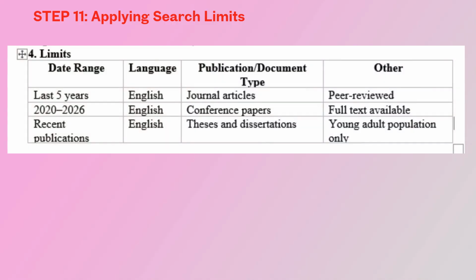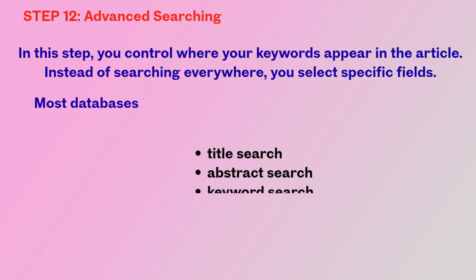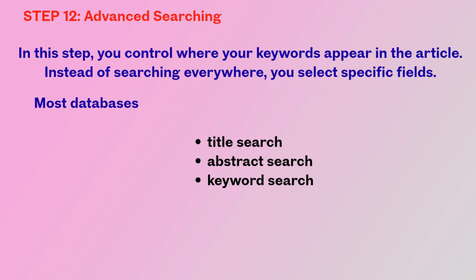Step 11. Applying search limits. You also need to apply filters to narrow your results. Common limits include publication year, language, document type. For example, you can filter results to last 5 years, English language, journal articles only. Step 12. Advanced searching. In this step, you control where your keywords appear in the article. Instead of searching everywhere, you select specific fields. Most databases allow title search, abstract search, keyword search.